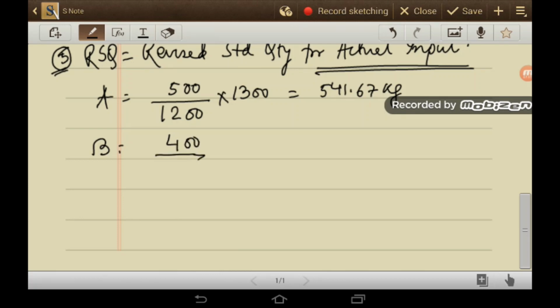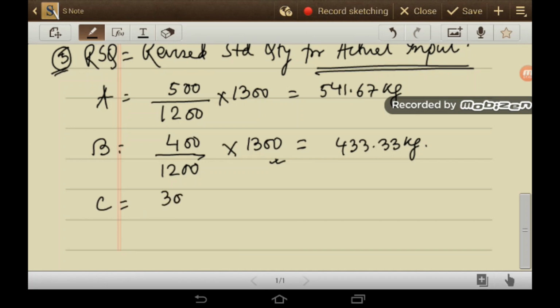For B, similarly, 400 kg in 1200 kg is the standard input. So in this 1200 kg, the standard quantity of B required is 400 kg. So what is the revised standard quantity for 1300 kg of actual input? So this is the actual input. So this is 433.33 kg.